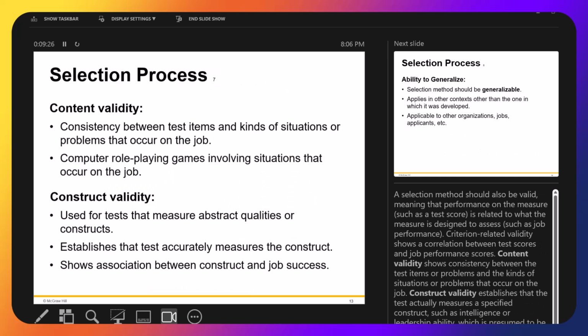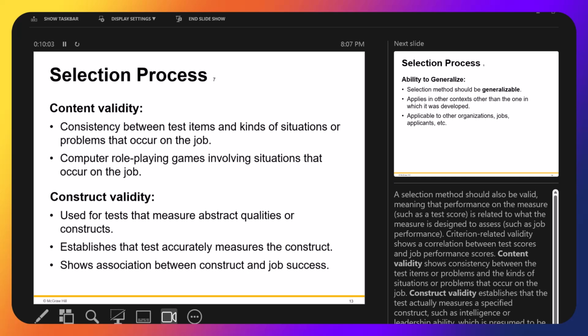Content validity, consistency between test items and the kinds of situations or problems that occur on the job. Computer role-playing games involving situations that occur on the job. So this is trying to determine, are you getting somebody in a position who knows how to think like people who've been successful in this job? And that will be why the role play will come in, because it's looking at really the decision making in certain types of situations.